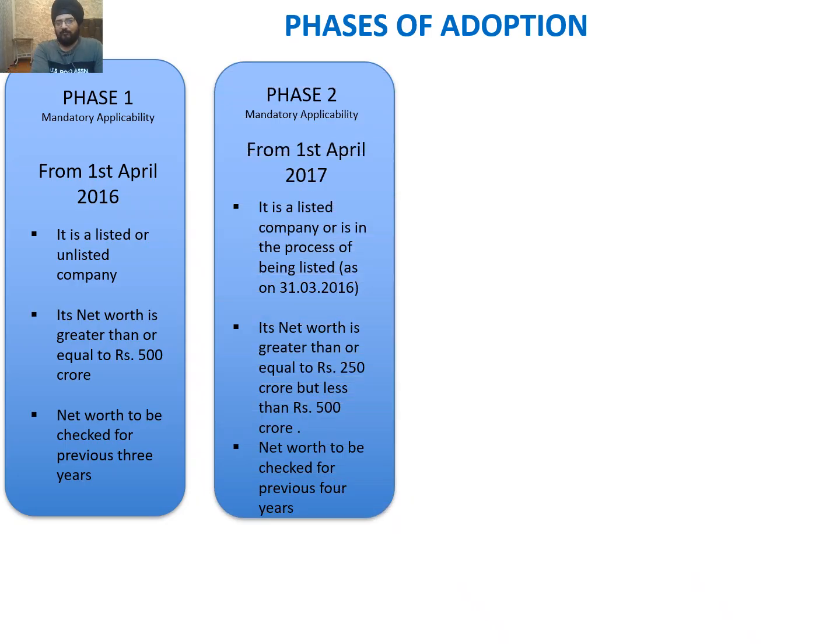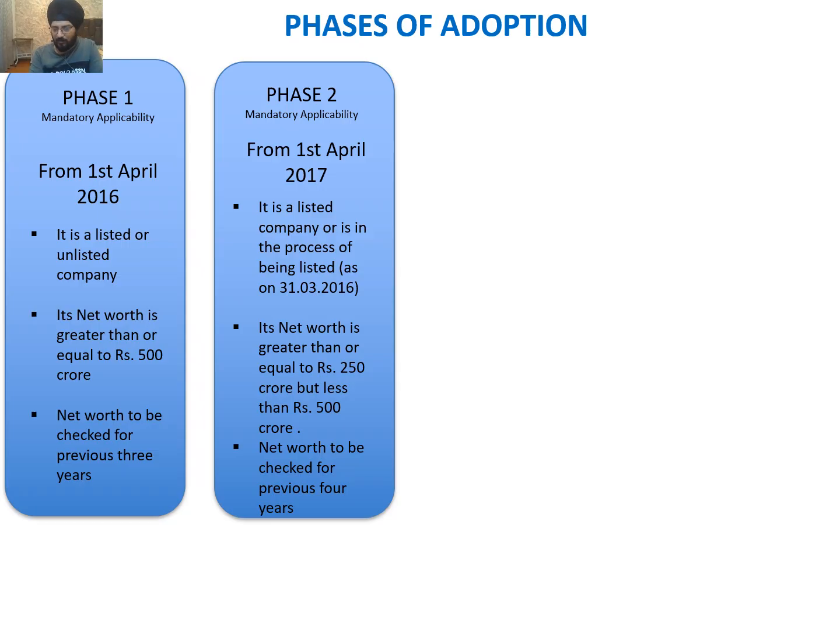Now phase 2, which is again a mandatory applicability, which came from 1st April 2017, brings certain changes. What does it say? It says that it applies to a listed company or one in the process of being listed, as on 31st March 2016. So which means that the cap of 500 crore which was there for both unlisted and listed companies got removed for the listed companies. So all listed companies were required to mandatorily adopt IND AS for presentation of their financial statements, and the only exclusion was the companies which were listed on the SME board, for which the limit for the net worth was less than 25 crore.